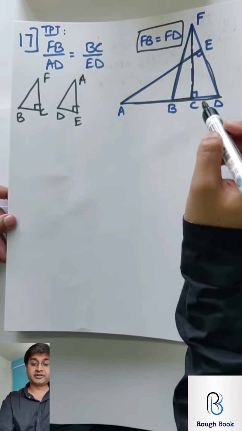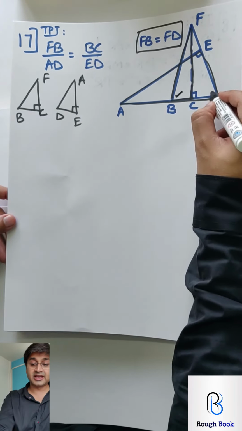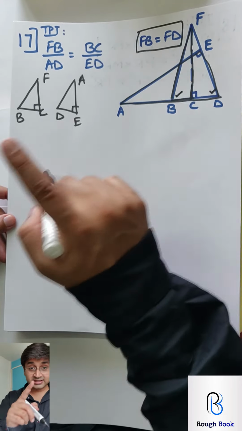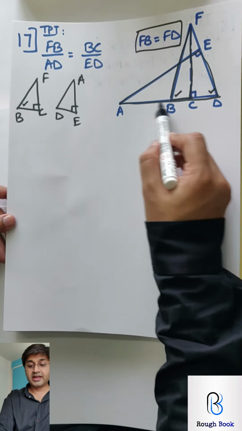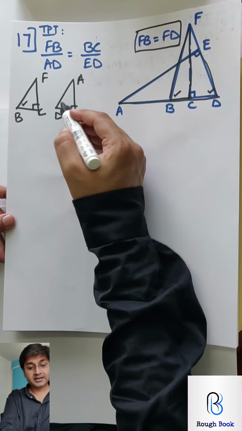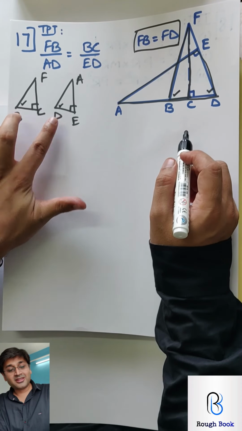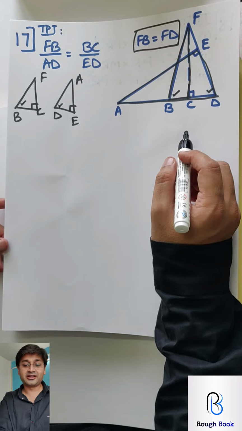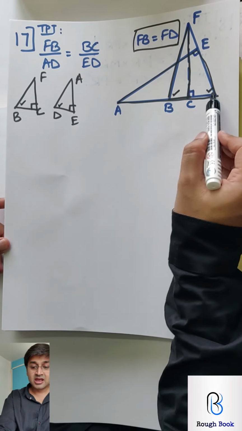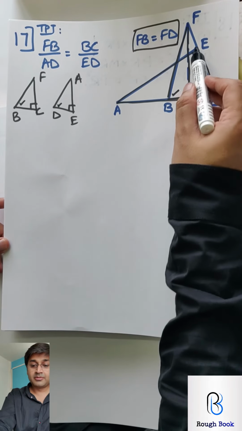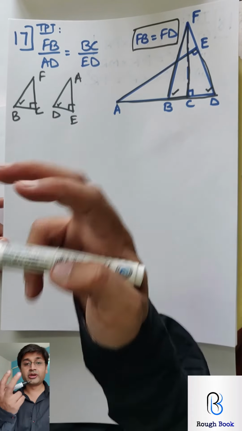FB equals to FD, that means triangle FBD is an isosceles triangle. So base angles are equal. Now look at this carefully. FBC, is it here? ADE, is it here? These 2 are equal, therefore these 2 are equal, and therefore the triangles are similar by AA test. See, FBD and FDB both are equal, isosceles, but this angle FDB becomes EDA or ADE for this big triangle, and therefore you get the second part.